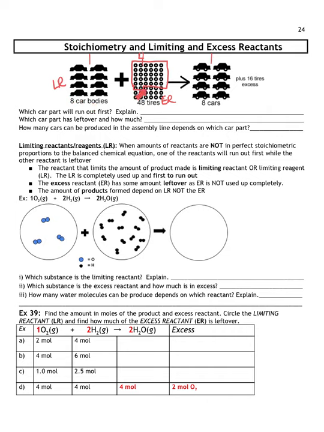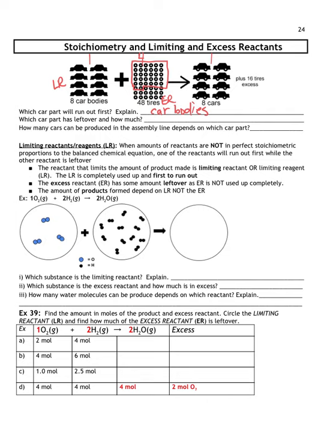Now, how much is left over? There's obviously 12 plus another 4, which is 16. So there's 16 car tires that are going to be left over that are in excess. We call that the excess amount. So let's go ahead and answer these conceptual questions. Which car part will run out first in this scenario? And it looks like it's the car bodies.